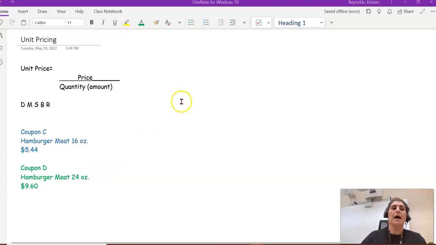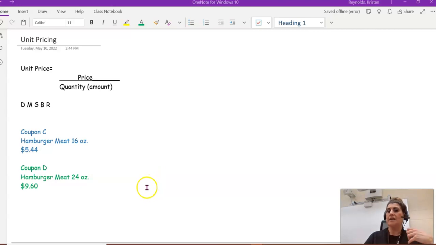Okay, so how you set that up, for any unit price, is your price divided by the quantity or the amount. If you don't have ounces on it, which a box or a can or meat will always have, ounces or pounds available on it, you could also do the amount that's within the package.